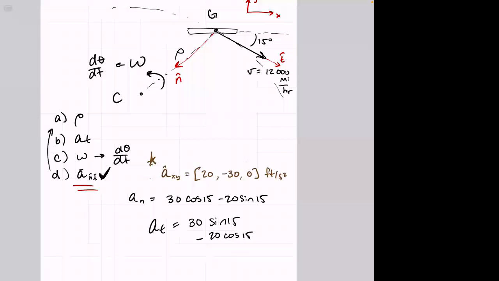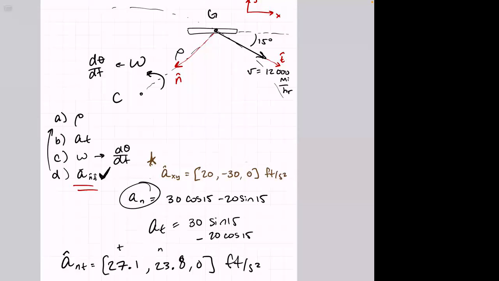Now we're going to look at A of n and consider the v squared over rho. So our vector n and t for the tangential direction is 27.1. And for the normal direction, it is 23.8 feet per second squared. And one thing to make note about this is some people draw it normal tangential, some people draw it tangential then normal.